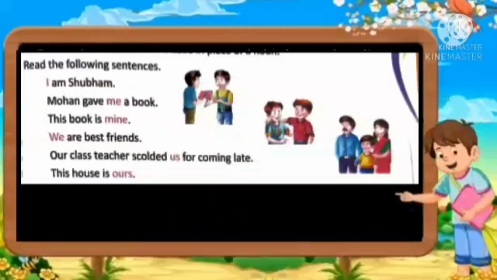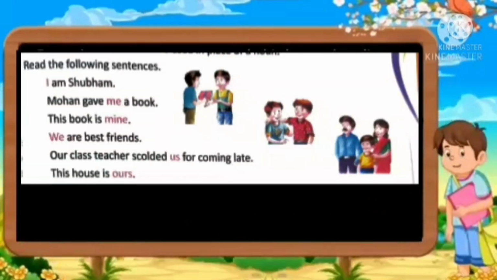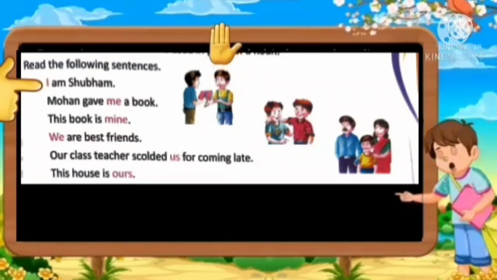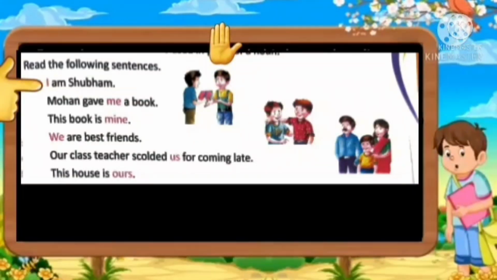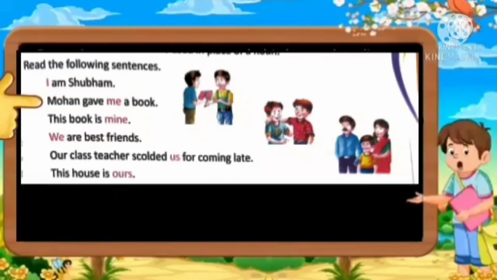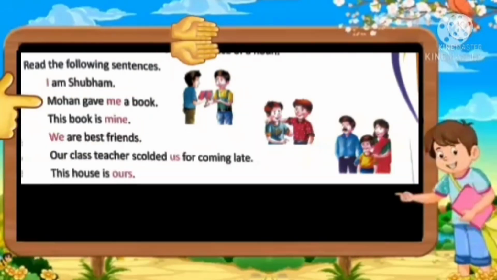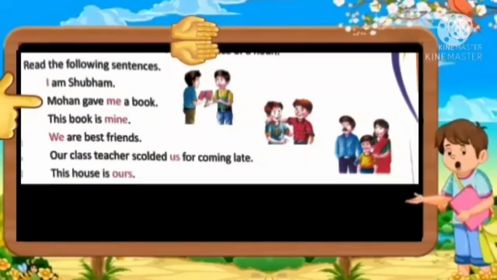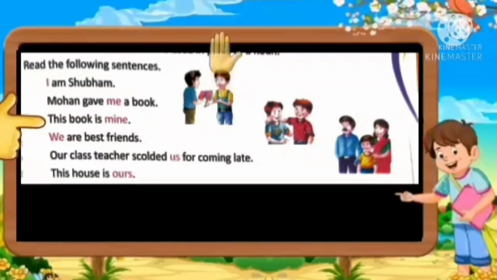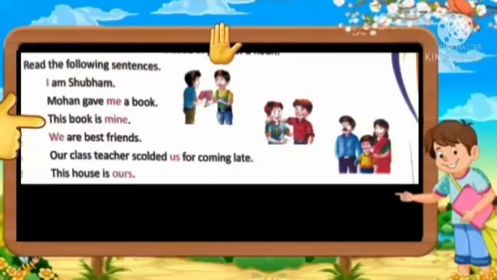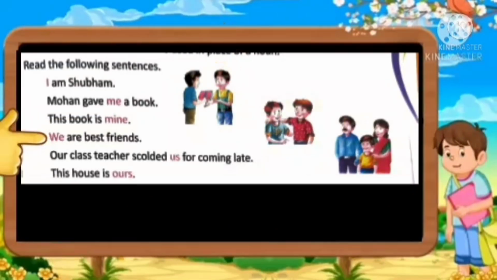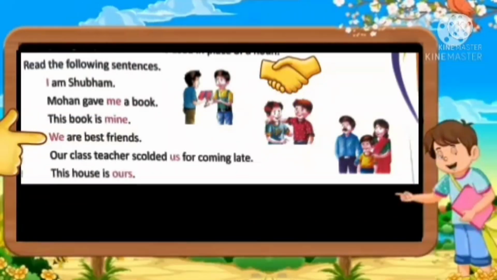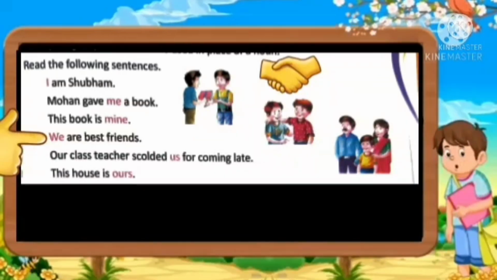Now children, read the following sentences given on page number 55. I am Shubham. I am Shubham means मैं. Mohan gave me a book. मोहन ने मुझे बुक दी. This book is mine. ये बुक मेरी है. We are best friends. मैं और मोहन बेस्ट फ्रेंड्स हैं.